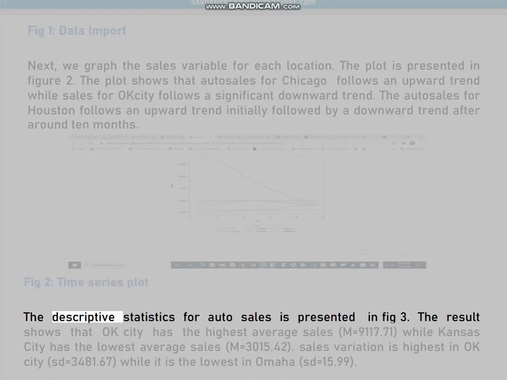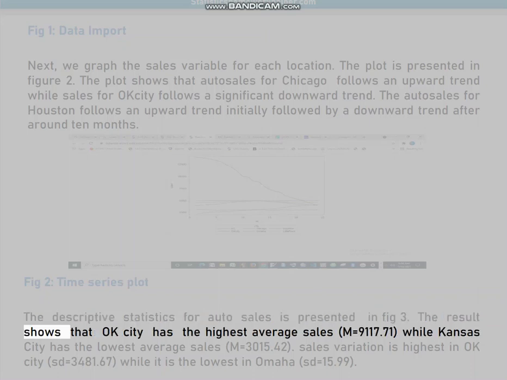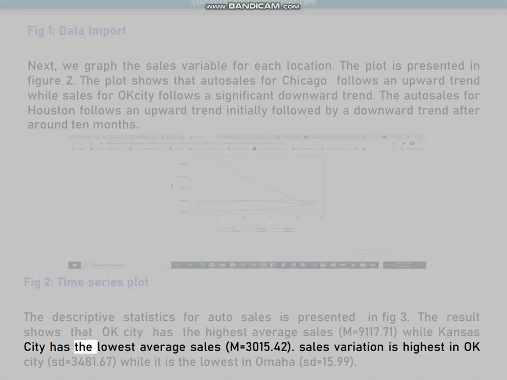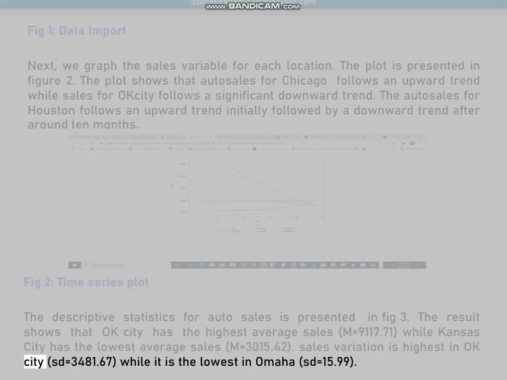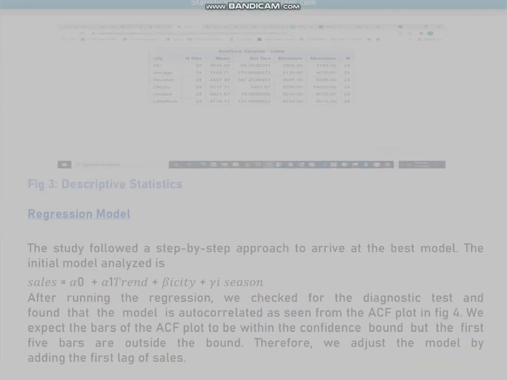The descriptive statistics for auto sales is presented in Fig 3. The result shows that OK City has the highest average sales, M equals 9117.71, while Kansas City has the lowest average sales, M equals 3015.42. Sales variation is highest in OK City, SD equals 3481.67, while it is the lowest in Omaha, SD equals 15.99. Fig 3, Descriptive Statistics.